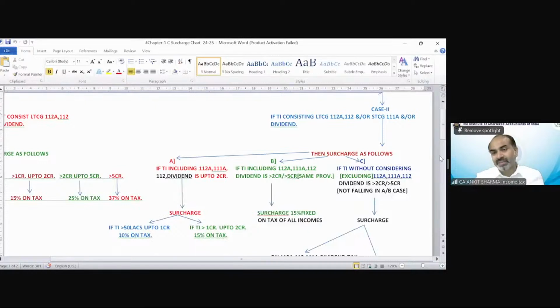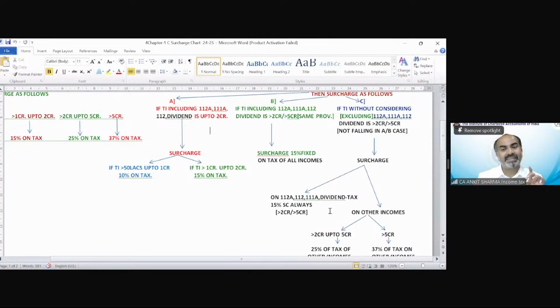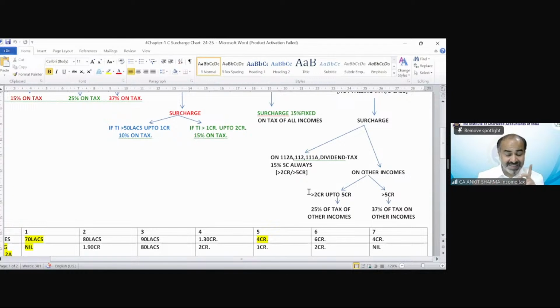Now, the third category provision, the C part, says that you have income from section 112A or 112 or 111A in your income. But your other income, after excluding these four incomes, like income from house property, business, salary, is exceeding 2 crore rupees. Without including these incomes, if your other income is exceeding 2 crore or 5 crore, then the C case would be applicable. And in this case, the surcharge rate would be changed in this category of income and in the other category of income tax. What would be the surcharge rate? On 112A, 112, 111A, etc. tax, 15% surcharge will be there, whether your TI exceeds 2 CR or 5 CR. On other cases, if it is exceeding 2 CR but up to 5 CR, then the surcharge rate would be 25%, or if it's exceeding 5 CR, the surcharge rate would be 37%.